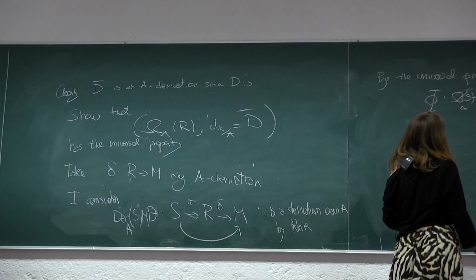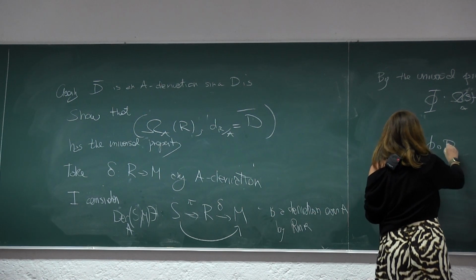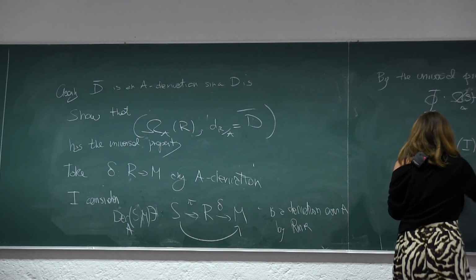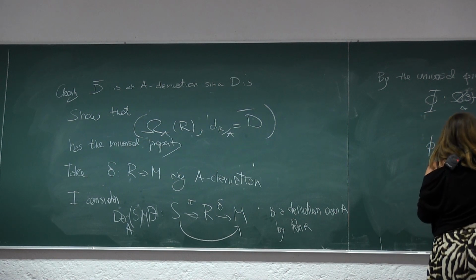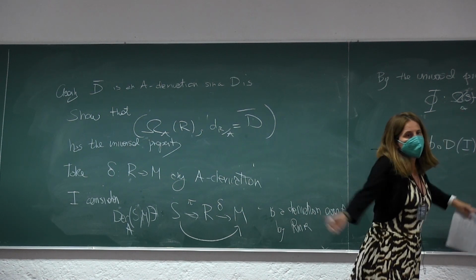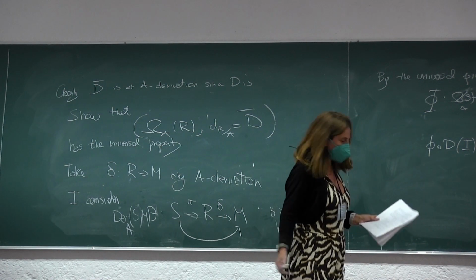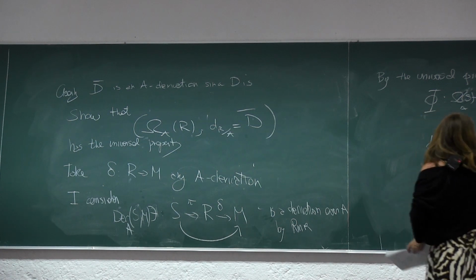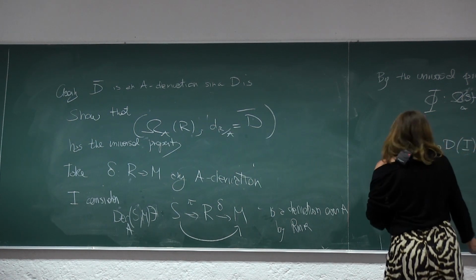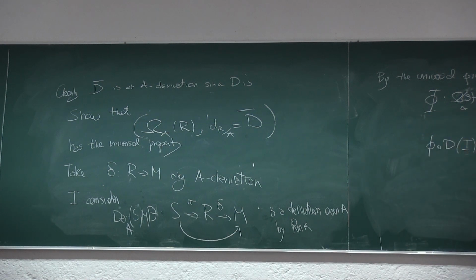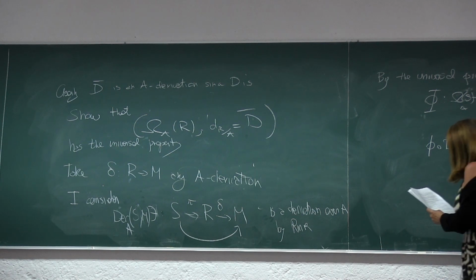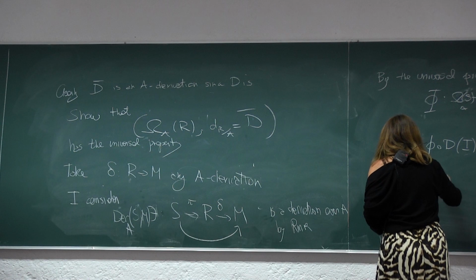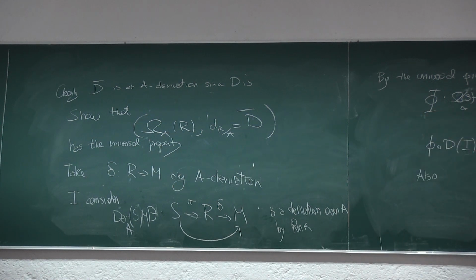So let's see. Phi after D of I is the same, by this, as delta pi I. But this is obviously 0. Pi I is 0, since pi goes from S to R, so I goes to 0. So this is clear. This tells us that phi of S dI is 0, this big thing that we define. Also, we need to show the other thing: phi of I dS.